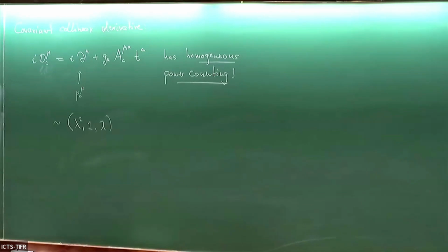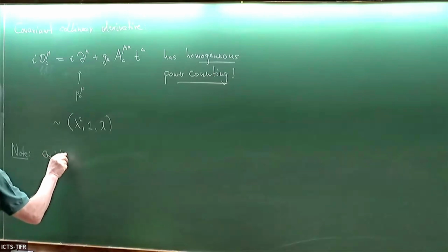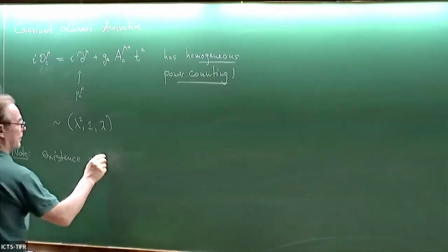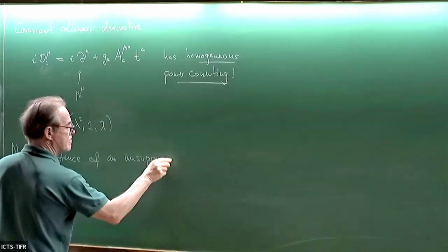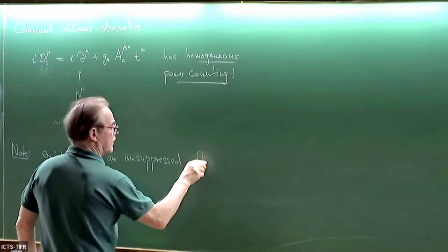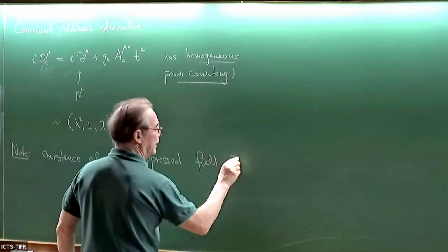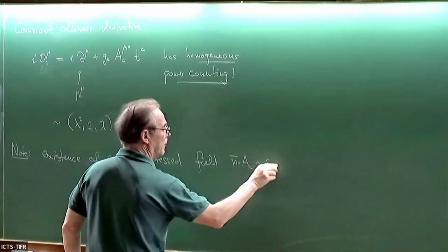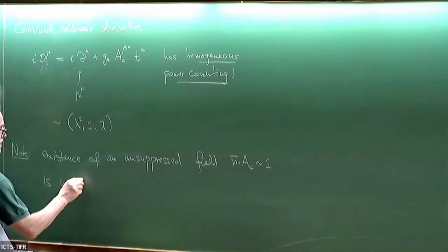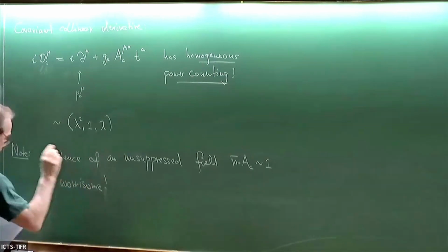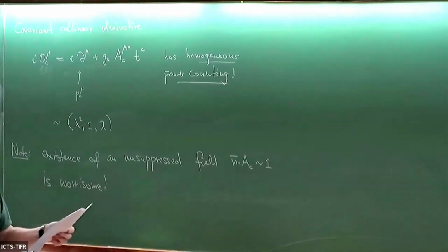Good, that looks completely beautiful. There is, however, a really worrisome feature at this point, namely the existence of an unsuppressed field. This unsuppressed field is n bar dot A collinear, which counts like 1, is worrisome. Why is it worrisome?